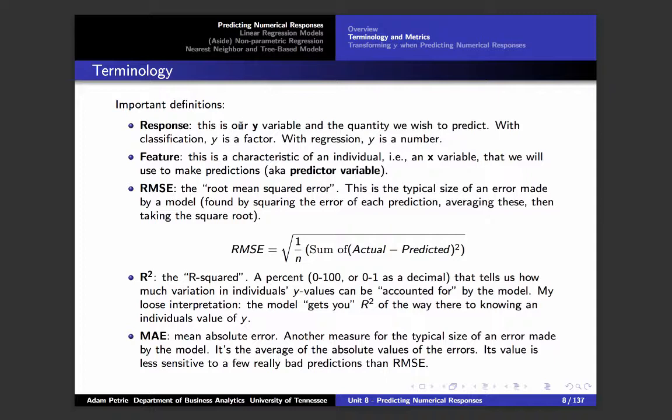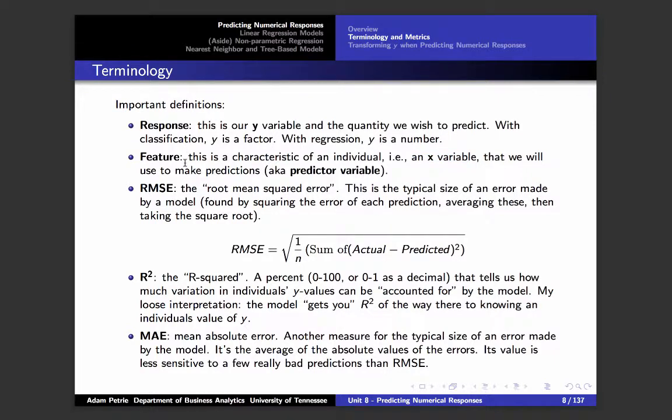Well, first of all, we're still going to call the thing we're trying to predict our y variable and refer to that as our response. So for classification, y was a factor. For regression, y is going to be a number, like someone's GPA, the selling price of a home. Now, what we're going to use to make those predictions are going to be our predictor variables, which we've been referring to as x variables, just like with classification. And in machine learning, in general, people call predictor variables features. So we talk about feature selection, what's the best set of variables to make these numerical predictions.